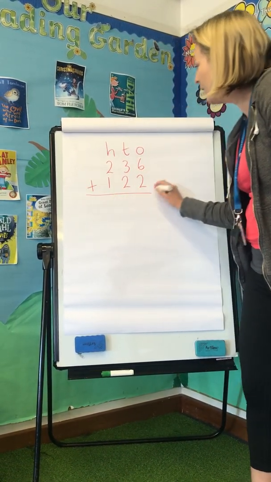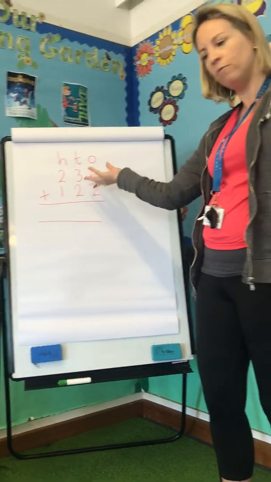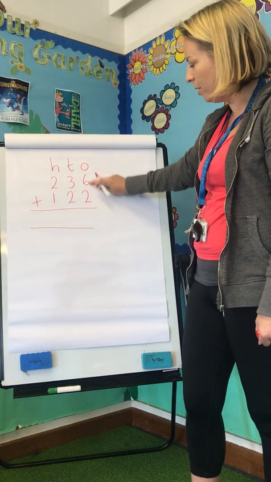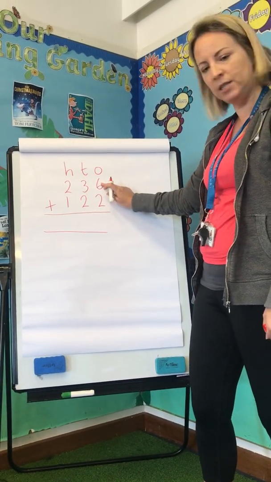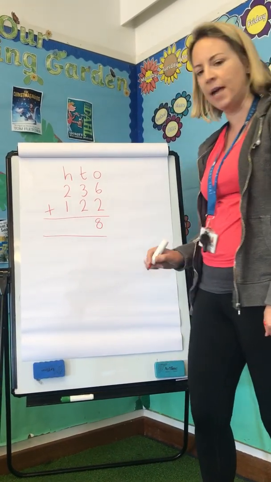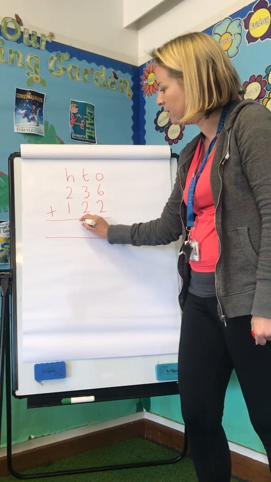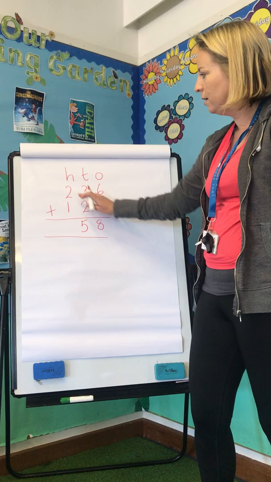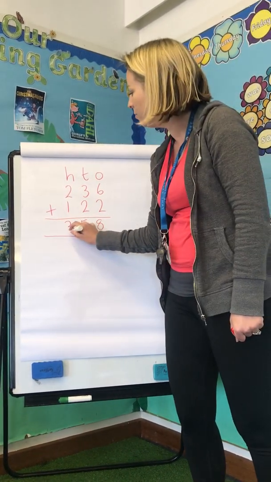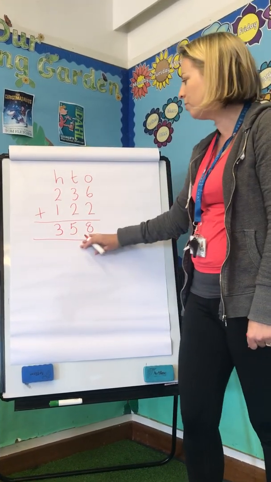Okay, so I'm going to work out 236 add 122. Remember, it doesn't matter which way round you add, but I'm going to stick with the biggest number first. So I'm going to start with my ones column. I'm going to add my ones together. 6 plus 2, or 2 plus 6, whichever way, I know is 8. My tens, 3 plus 2, or 3 tens plus 2 tens, is 5 tens. And then hundreds, 2 plus 1, or 2 hundreds plus 100, is 3 hundreds. So you notice there's no exchanging there, so it's nice and straightforward.